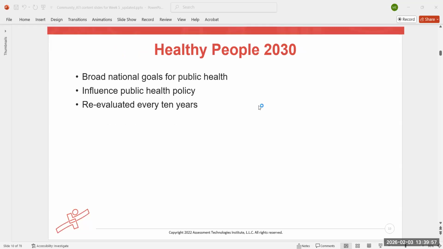Here I'd mention Healthy People 2030. It looks at trends, looks at data, and it's connected with the U.S. Department of Health and Human Services. A big piece here is helping to influence public health policy through the collection of evidence, through data, looking at trends, and it's reevaluated every decade.